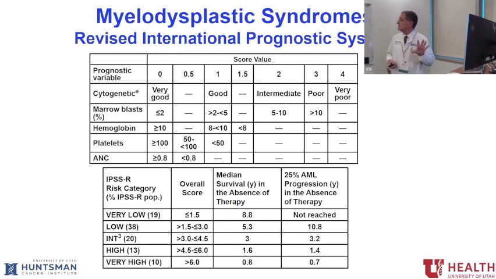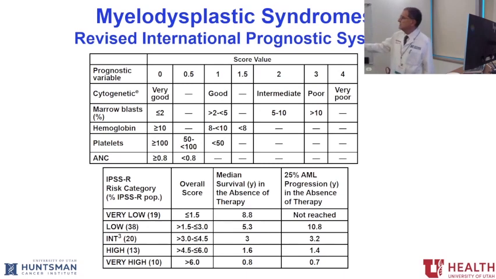It is based on the percentage of the so-called blasts. The blasts are the very, very immature cells that we see in the bone marrow. If they are increased, that increases the risk of developing leukemia. And then it's also based on the extent of how severe the blood count drops are. So how low the blood counts are: the red cells, the white cells, and the platelets.